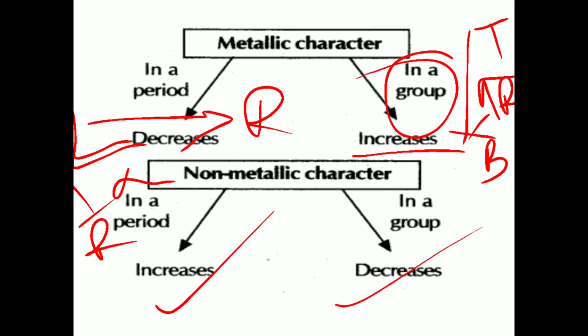Okay, so metallic character is proportional to radius or size. So if the radius increases, then metallic character also increases. And non-metallic character is inversely proportional to the radius, so if radius increases, then non-metallic character decreases. If radius decreases, non-metallic character increases. Okay, I hope you guys have understood this topic till now.